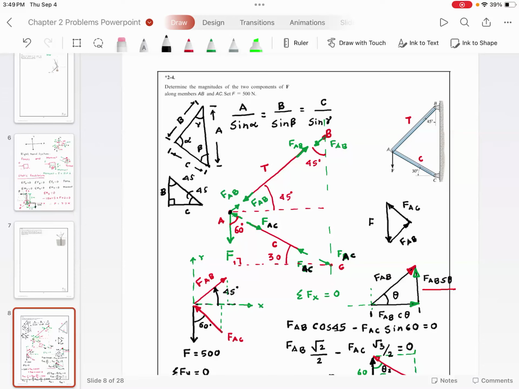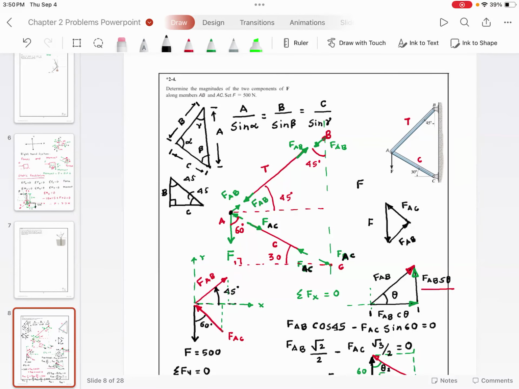It is extremely important to understand that the force F that is going in the downward direction, part of that force is taken by FAB, part of that force is taken by FAC. In other words, my vector expression is still valid. FAB plus FAC is equal to F. Do you agree with me? This is the vector expression.